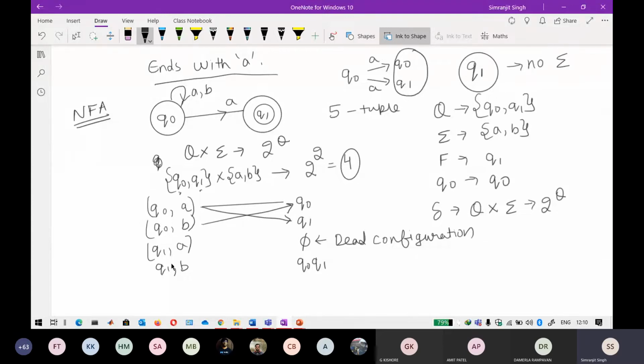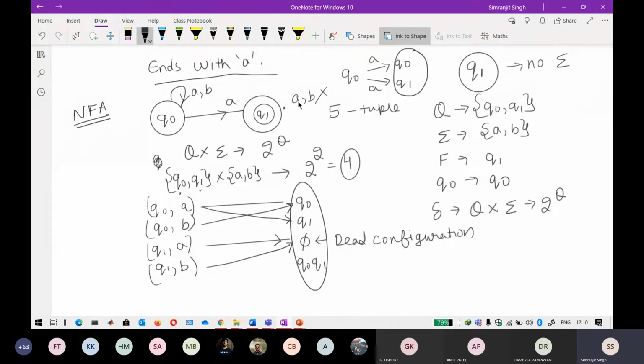On receiving an input of A on Q1, it is not defined here, so it means that it is going towards the dead configuration. Again, on receiving an input of B on Q1, again it is not defined. Okay, so these are the possible outcomes by using this transition symbol. It just says that there is no compulsion that for every state you have to define the input alphabet. See here, A and B is not defined.